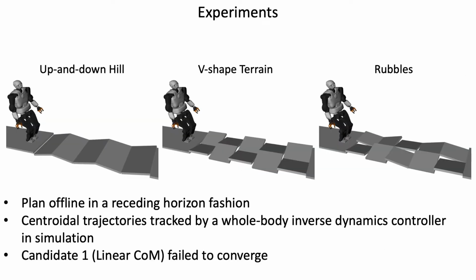To evaluate our approach, we use the baseline and three candidates to plan offline centroidal trajectories of the humanoid robot Talos in the scenarios shown in this slide. We validate the planned trajectories by tracking them with a whole-body inverse dynamics controller in simulation. For all the scenarios, candidate 1 failed to converge after a few planning cycles no matter how many look-ahead steps are included in the prediction horizon. Next, we present our experimental results for baseline, candidate 2, and 3.